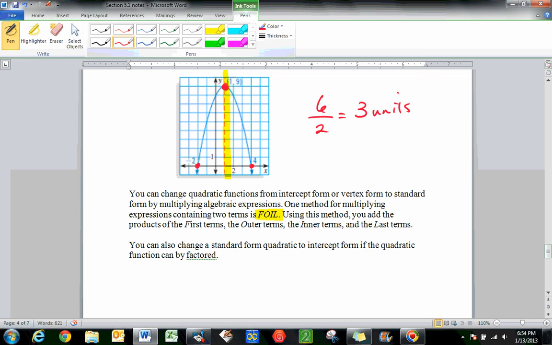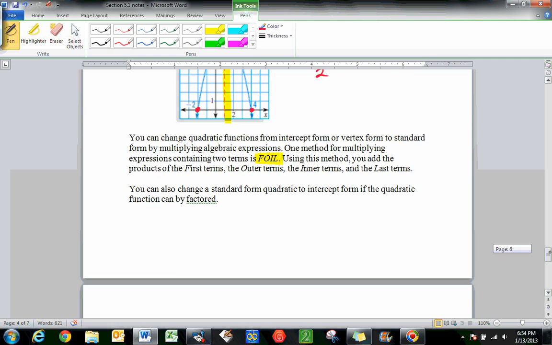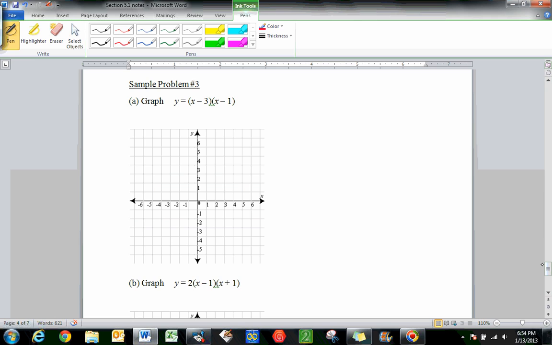Now, if you like the intercept form better, and you're given a quadratic in the standard form, and if it can be factored, then you can actually put the quadratic in intercept form and graph it that way. So let's take a look at a couple examples on your own. We have sample problem number 3, part A and part B. Go ahead and pause the video at this point and graph those two samples. Check them in your graphing calculator and then see how you did, and then come back and watch the solutions to this particular set of sample problems.